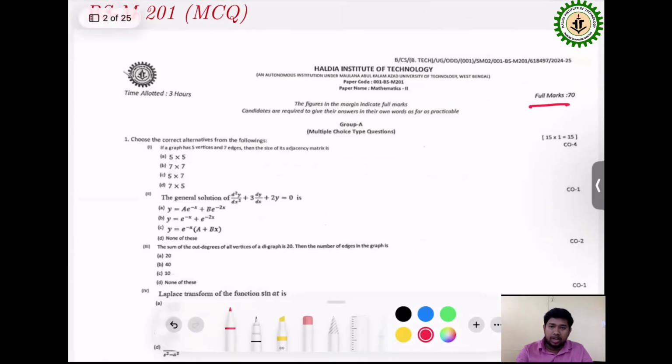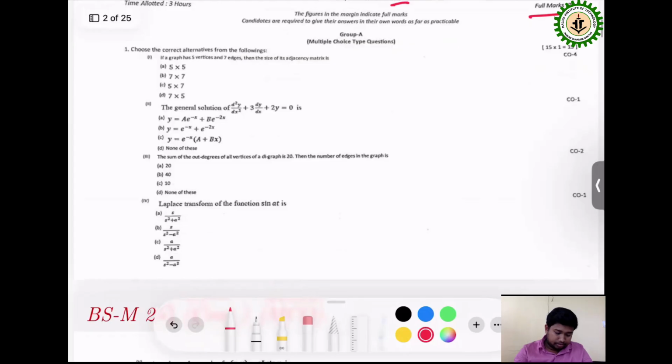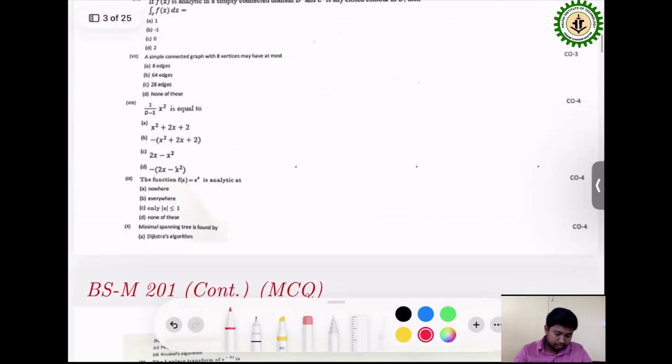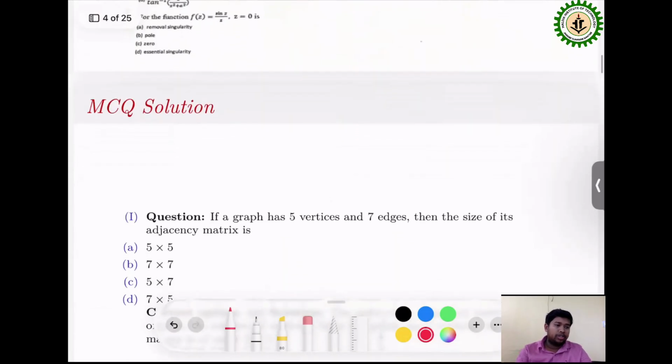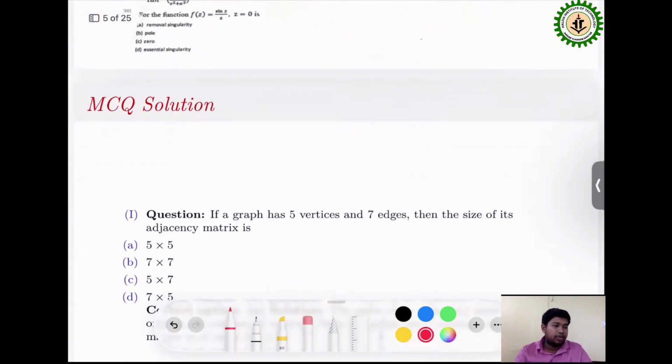This is the question paper of last year, 2025. Paper name Mathematics 2, paper code BSM 201. This is a screenshot of the first page of the question paper. Now we'll solve the first 15 questions of the paper one by one.